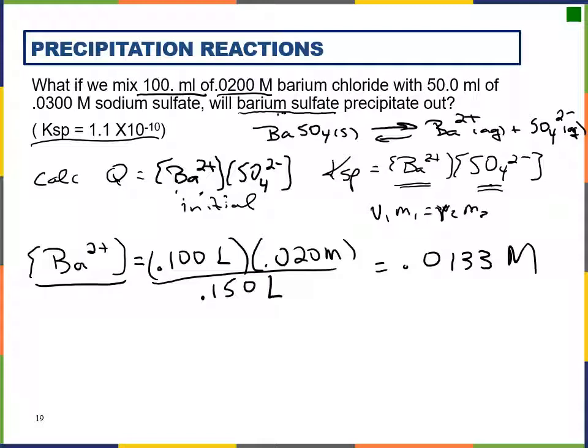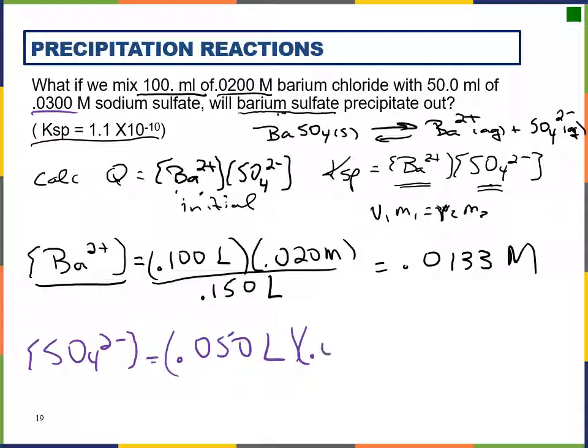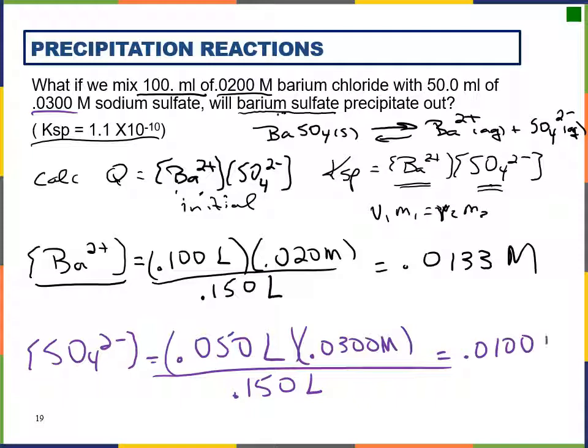Now, let's do the sulfate. The concentration of our sulfate is going to equal the volume, 0.050 liters, multiplied by the molarity, which is 0.03, divided by the total volume, 0.150 liters, and this is going to equal 0.0100 molar. So we now have an initial concentration of barium and an initial concentration of sulfate, so we can calculate a Q.